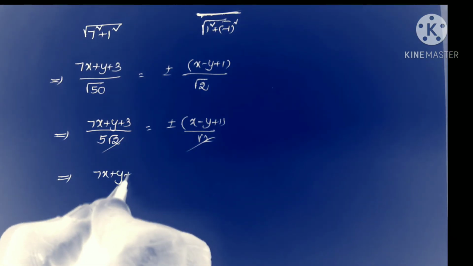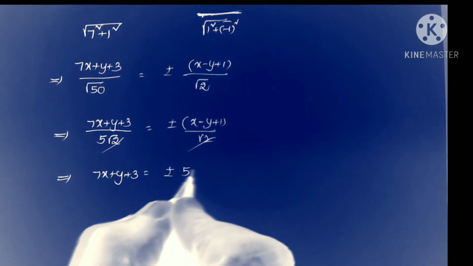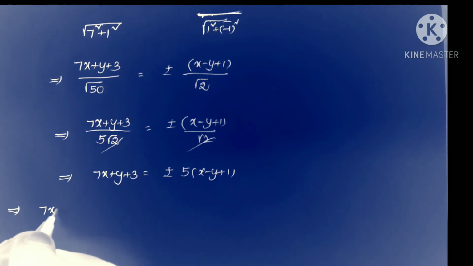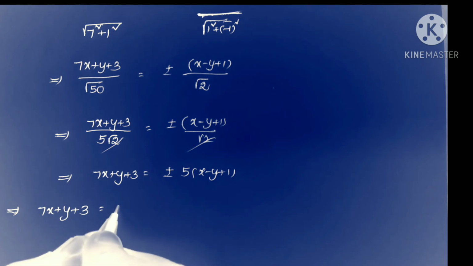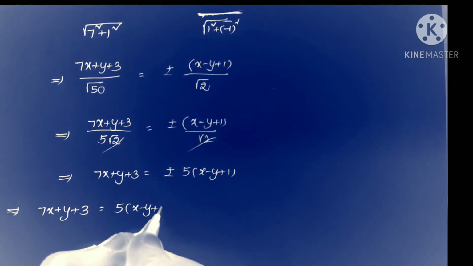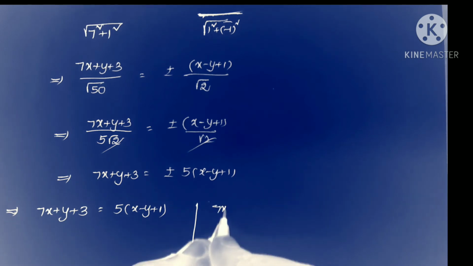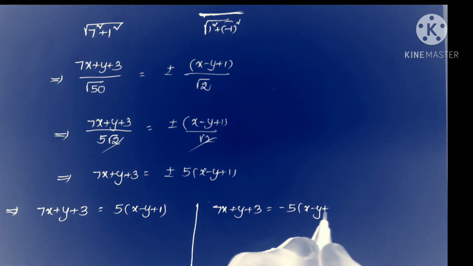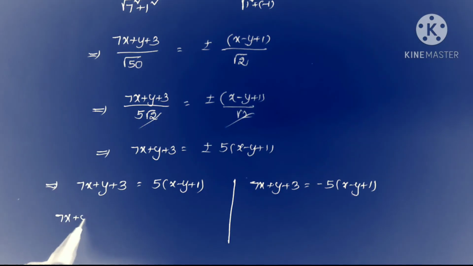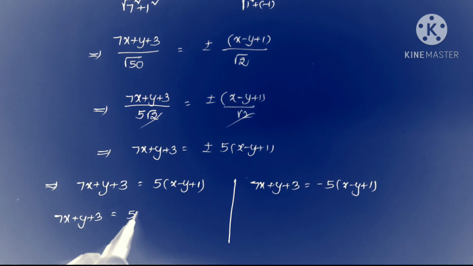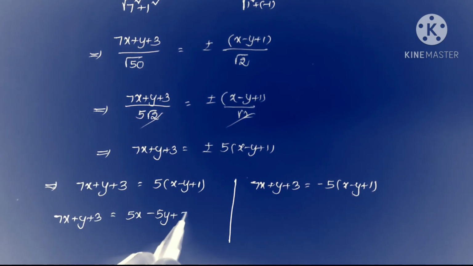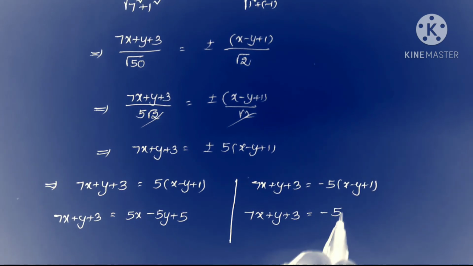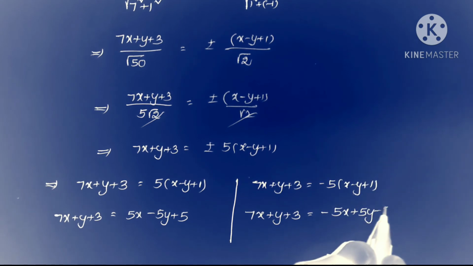7x + y + 3 equals, taking the cross product, plus or minus 5 into x - y + 1. So in the first case we take the value equal to plus: 7x + y + 3 equals 5 into x - y + 1. And the second equation: 7x + y + 3 equals minus 5 into x - y + 1. That is 7x + y + 3 equals 5x - 5y + 5, and 7x + y + 3 equals minus 5x + 5y - 5.